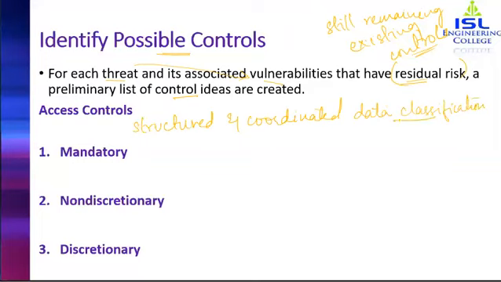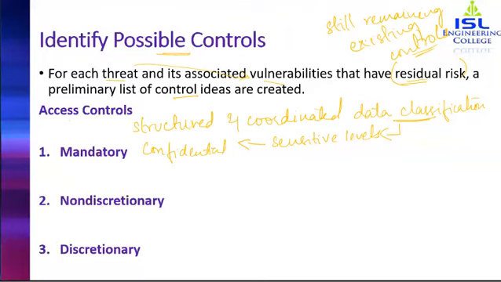In data classification, you classify data based upon sensitivity levels. What are sensitivity levels? These sensitivity levels indicate how confidential the data is. That is called your mandatory access controls.